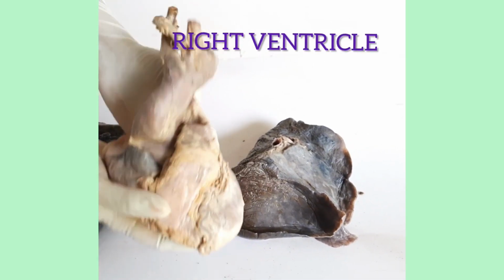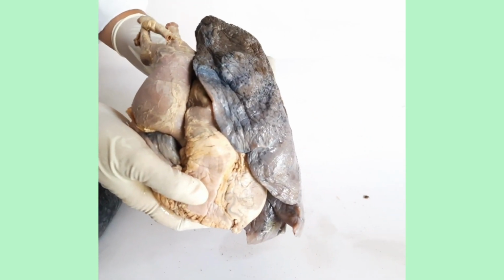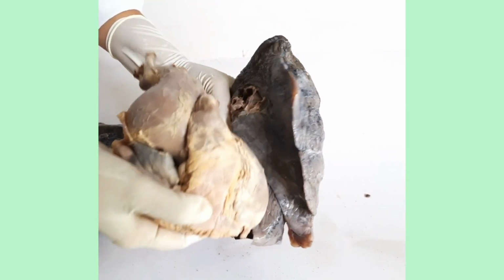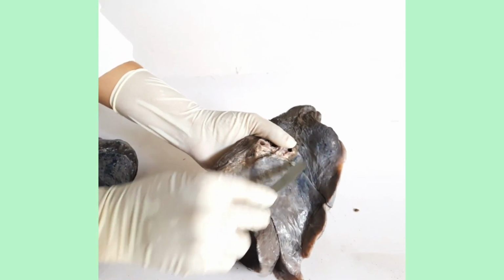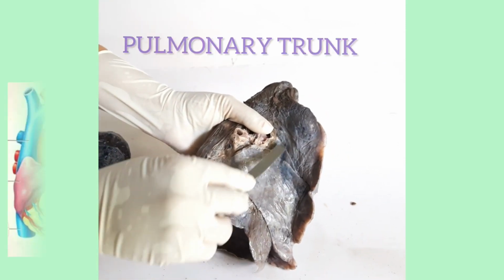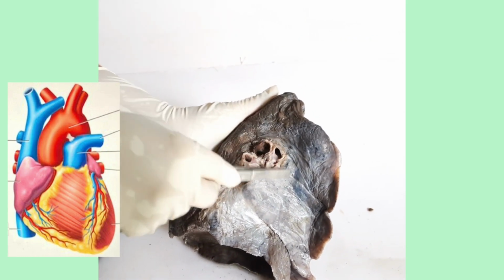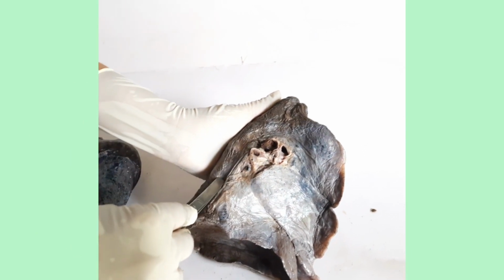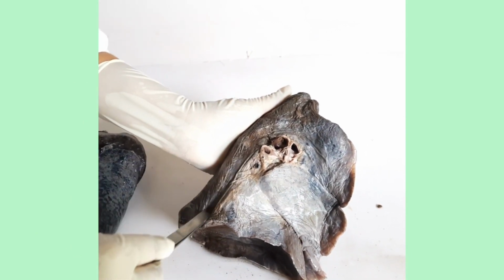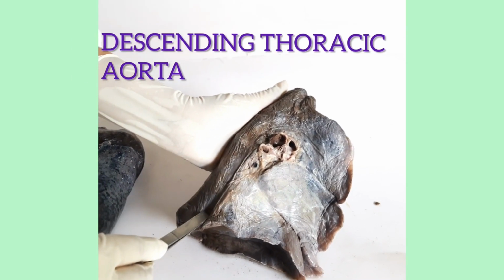So when you keep the heart like this, these chambers are related to the cardiac impression on the left lung. Now coming to the other impressions, just above the cardiac impression you get a vertical groove which lodges the pulmonary trunk. Above the hilum there is an arch groove which lodges the arch of aorta. The same groove continues down behind the hilum towards the lower inferior border, and this groove lodges the descending thoracic aorta.